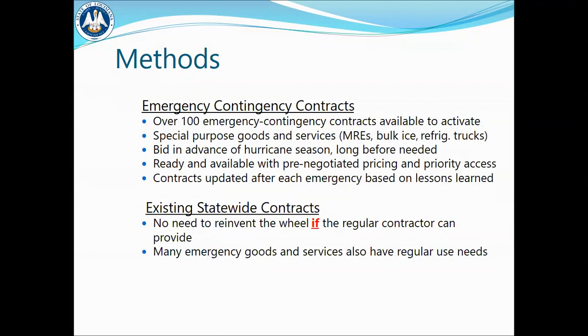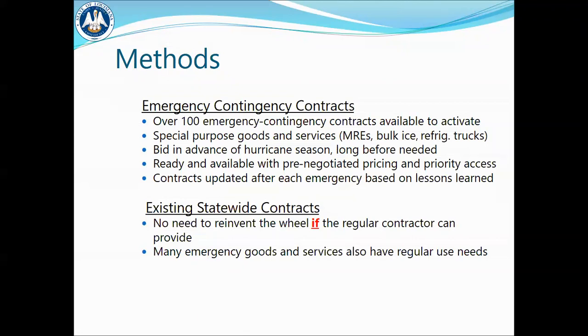Like we said earlier, if you go onto Ecat and drop down that toggle to emergency yes, and then say find it, they will all come up. These are bid in advance of hurricane season, long before they are needed. So usually we try to have the ball rolling and a lot of this done by April. So if you go on those and look at the emergency contracts, you'll see the effective dates.